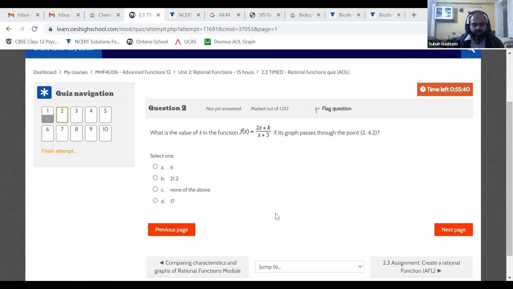Okay, what is the value of k in the function if its graph passes through the point 2, 4.2? So, it is not a difficult question. How can you do this question? So, first, do we substitute x as 2? Yes. And then we find k.